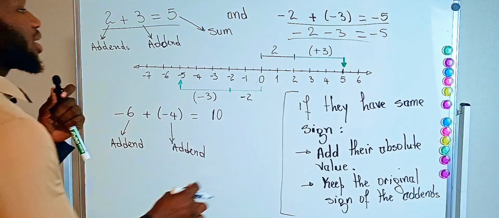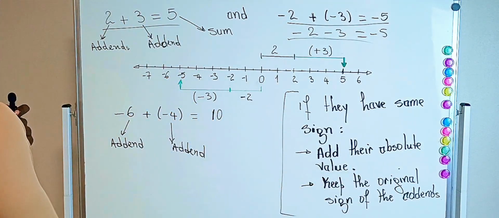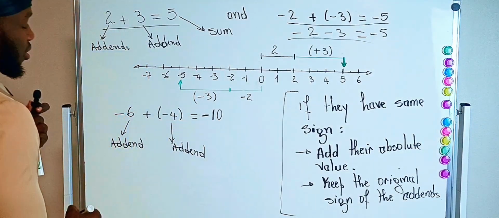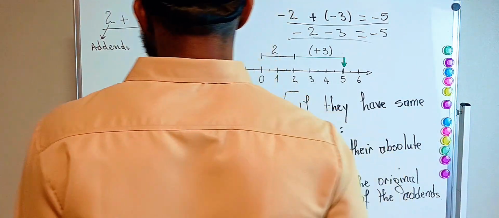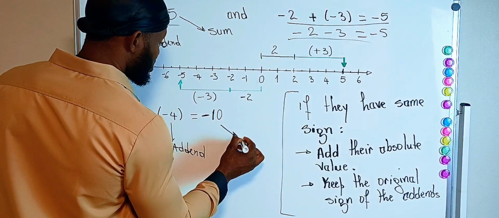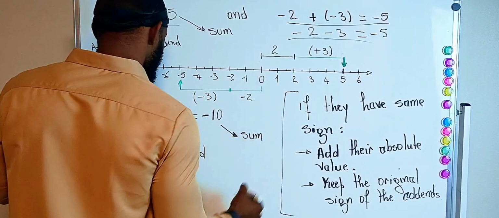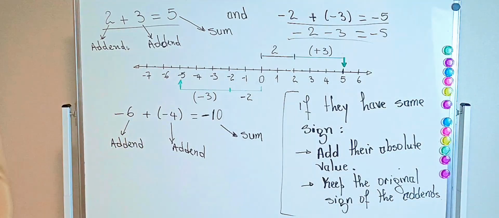Now the rule says keep the original sign of the addends. The original sign of the items is negative, so I put my negative over here. That means my answer is -10. And the answer for addition is the sum. Easy stuff, guys. Nothing difficult at all.